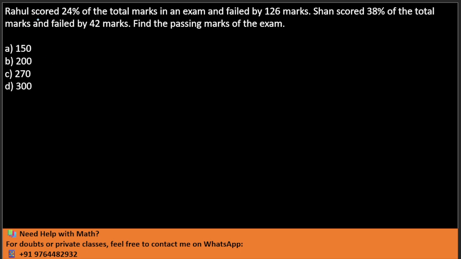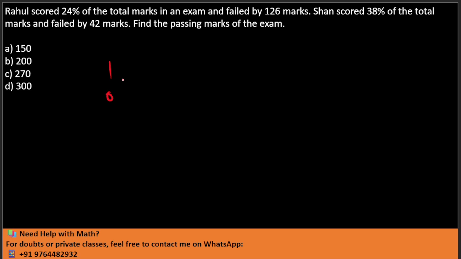So here it is given that Rahul scored 24% of the total marks in an exam and failed by 126 marks. And Shan scored 38% of the total marks and he failed by 42 marks. Okay, so we are going to approach this question in the same way.